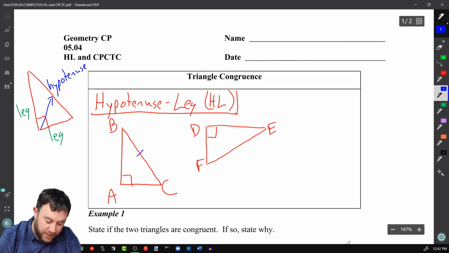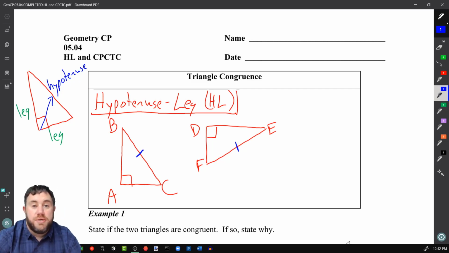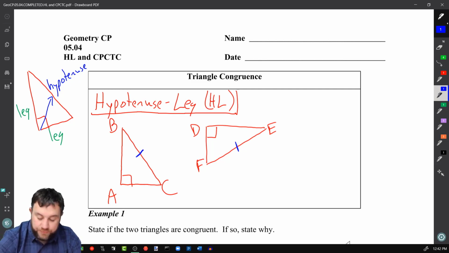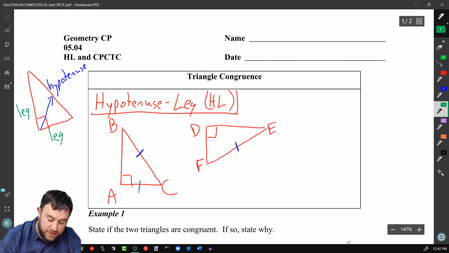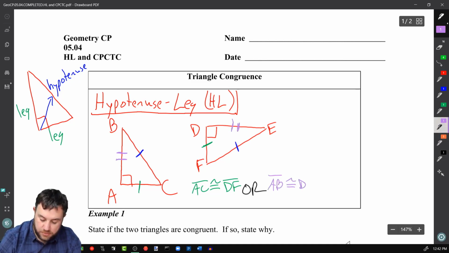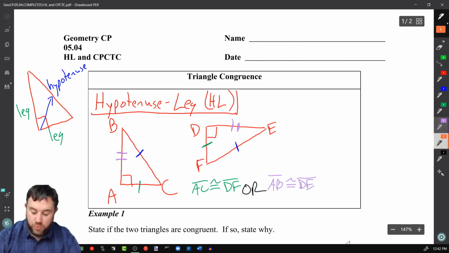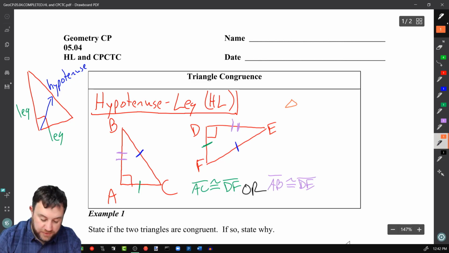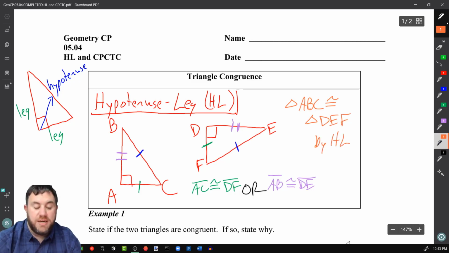So hypotenuse leg, we have to know that BC and FE are congruent because those are the hypotenuses. And so other than that, we either need AC is congruent to DF, or we need AB is congruent to DE. We don't need both of those. We need one or the other. Either way will prove that triangle ABC is congruent to triangle DEF by the hypotenuse leg, or by HL.